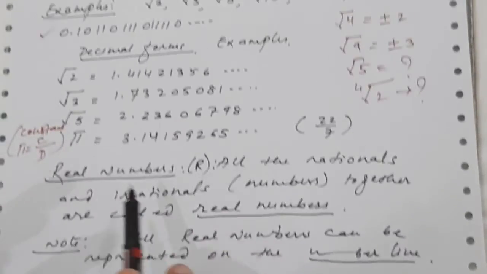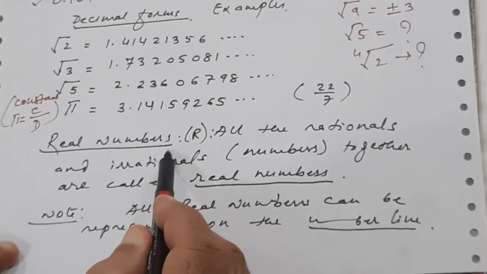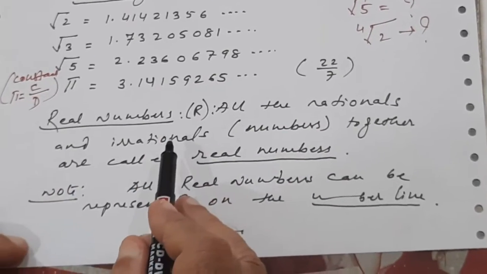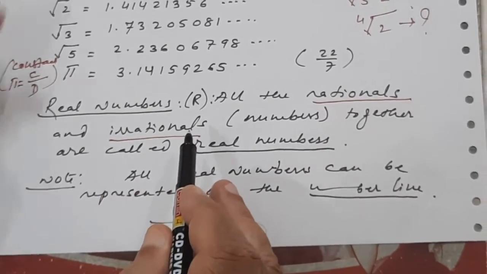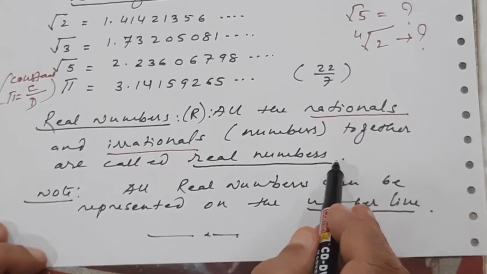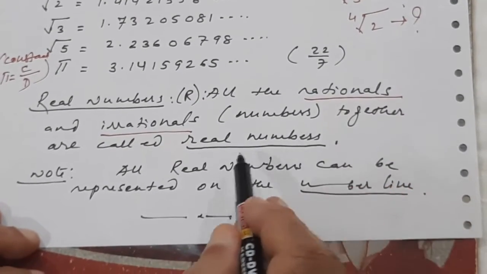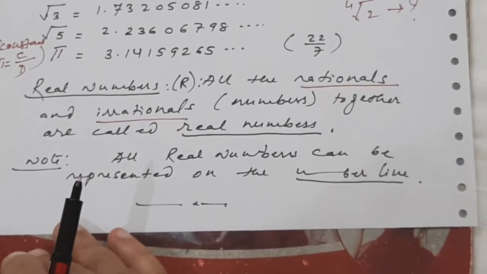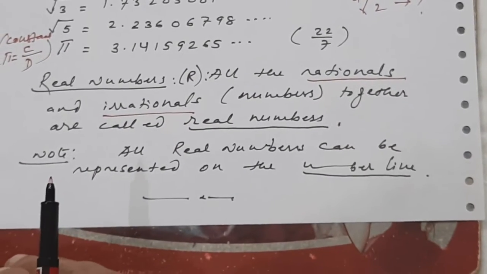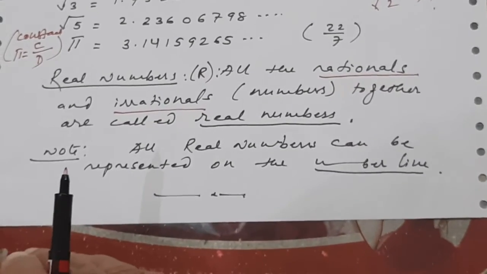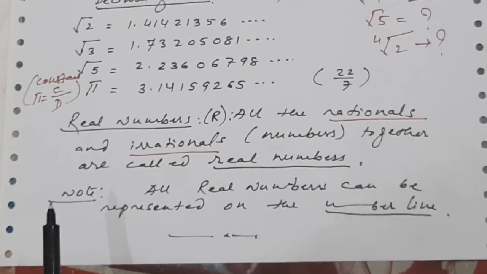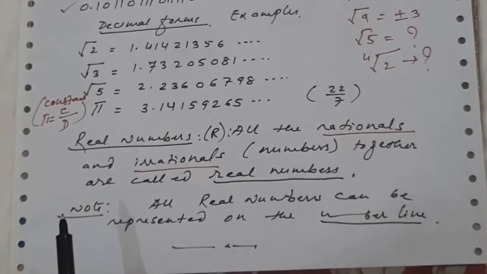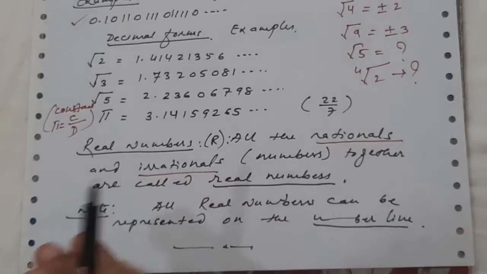And now real numbers. This includes all kinds of numbers. All the rational numbers and irrational numbers together are called real numbers. And all the real numbers can be shown on the number line. You know how to show rational numbers, and in my next lecture I am going to show you how to represent these irrational numbers on the number line. So open the textbook and go through it and read this. It will make your concept clear.